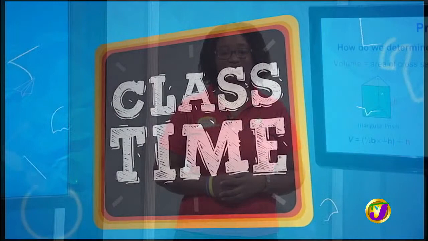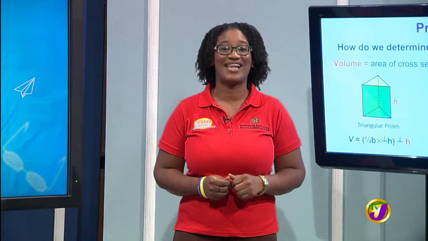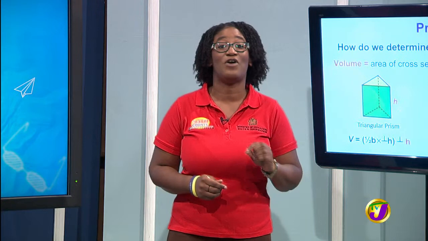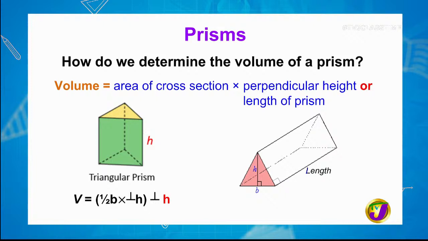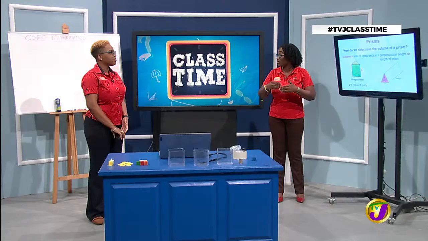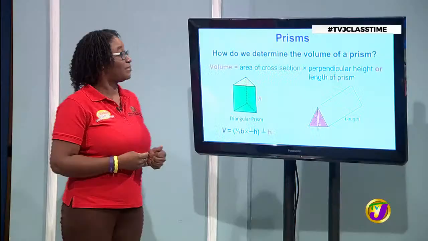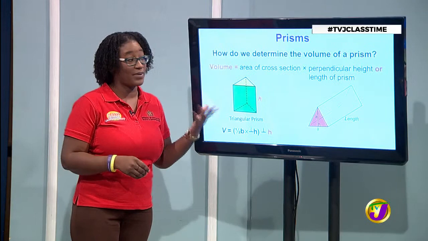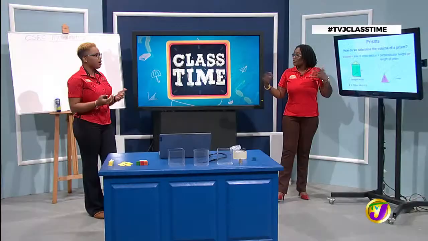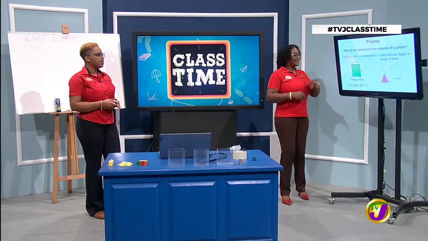Welcome back to Class Time, your daily classroom for CSEC subjects. If you're just joining us, we are looking at volume of solids, in particular the prisms. Now, this is where we left off before the break, Latoya. We were talking about how to determine the volume of a prism, and we discovered that we can find the area of the cross-section and multiply it by its perpendicular height or length, depending on its orientation. And this is bringing that out as well.